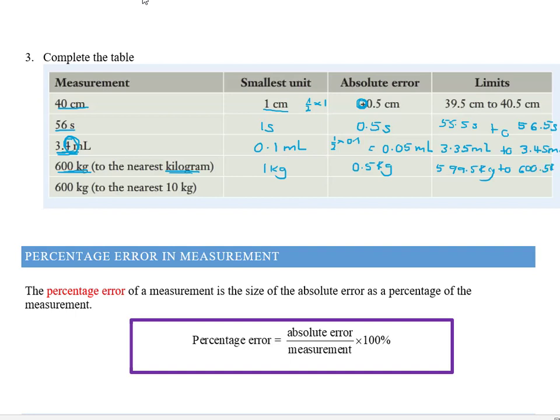Now, if I measure the same thing again, and my measuring device only measures to the nearest 10 kilograms, the smallest unit is 10 kilograms. So the absolute error is half of 10 kilograms, which is 5 kilograms. Now my boundary changes, and I've got 595 kilograms to 605 kilograms.